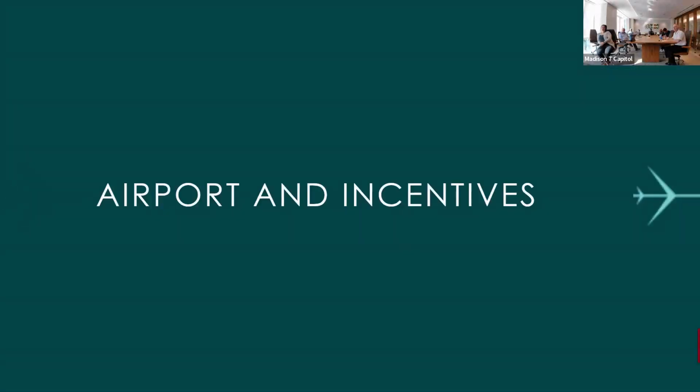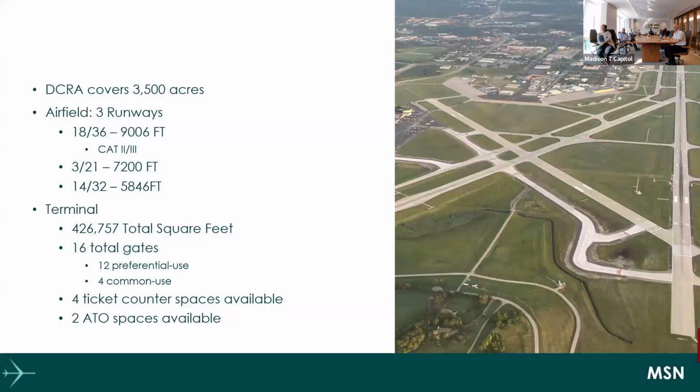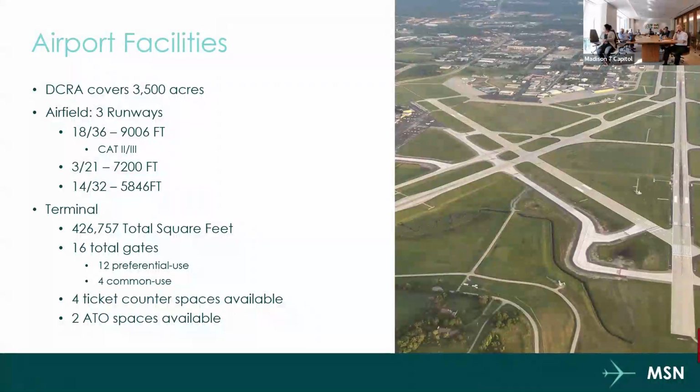And then this is the airport. It covers 3,500 acres. We have 3 runways. We're capable of taking any aircraft. We can even land an A380, that double decker, but it can't take off out of there. I think it did fly out of there.